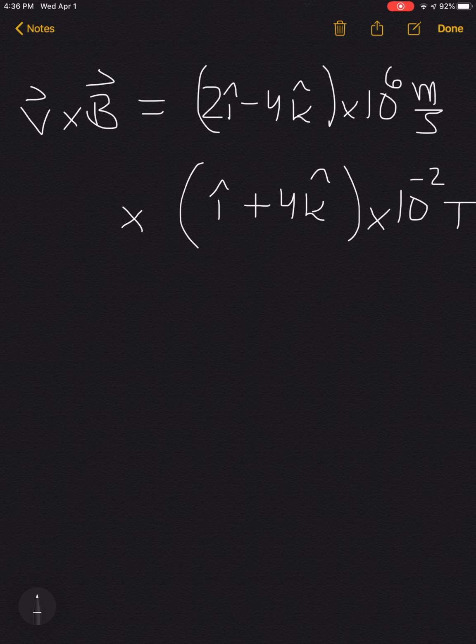Okay, so one thing that I want to do is take the times 10 to the 6th that you see from the velocity and the times 10 to the minus 2 from the B field. Those are going to combine to give a times 10 to the 4th power.